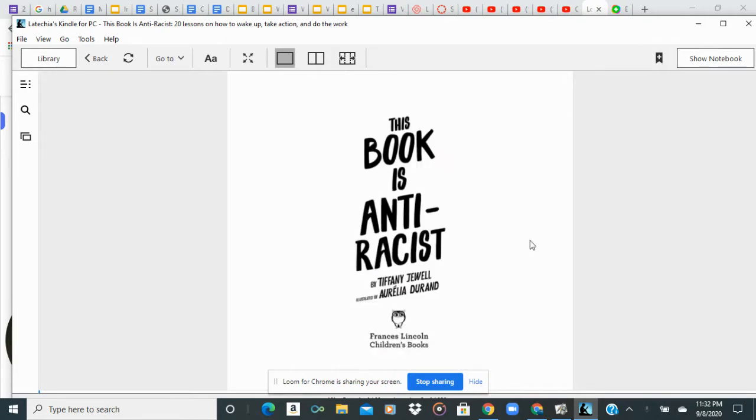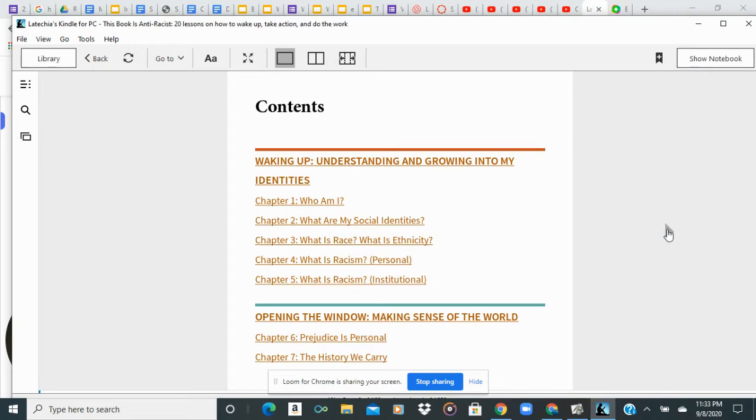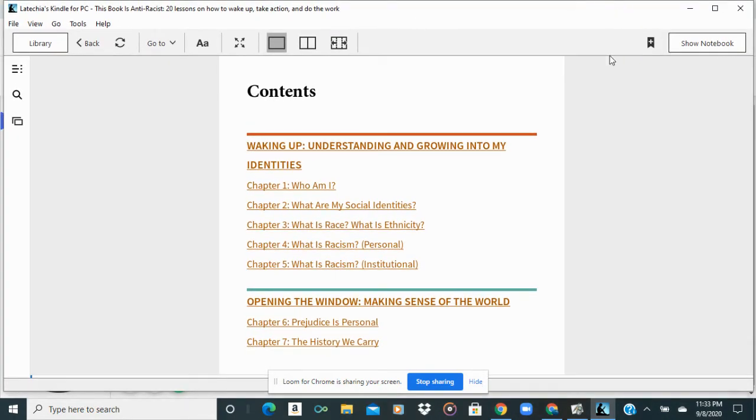This book is Anti-Racist, written by Tiffany Jewell and illustrated by Aurelia Durand. It is going to be a big part of us building a classroom community that's safe for all students, and also building learners and building citizens of Montgomery County, state of Maryland, United States of America, that are aware of the injustices that are still around and work hard to overcome them. So section 1 is all about understanding your identity.